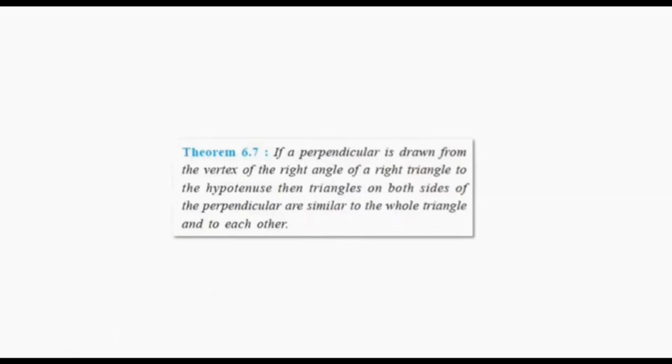Okay, so we'll start with this theorem, we'll prove this, and then we will apply this theorem to prove Pythagoras theorem. The theorem says that in a right triangle, if you draw a perpendicular from the 90-degree angle to the opposite side, that is the hypotenuse, then that line will divide the triangle into two separate triangles, and each small triangle will be similar to the larger triangle, and those two small triangles will also be similar. That's what this theorem says. And we will prove this theorem, then we will use this theorem to prove the Pythagoras theorem.